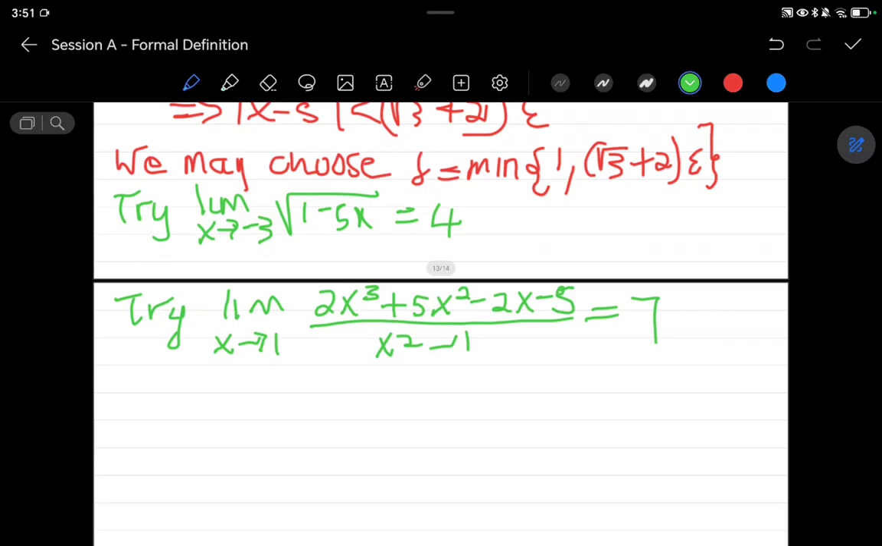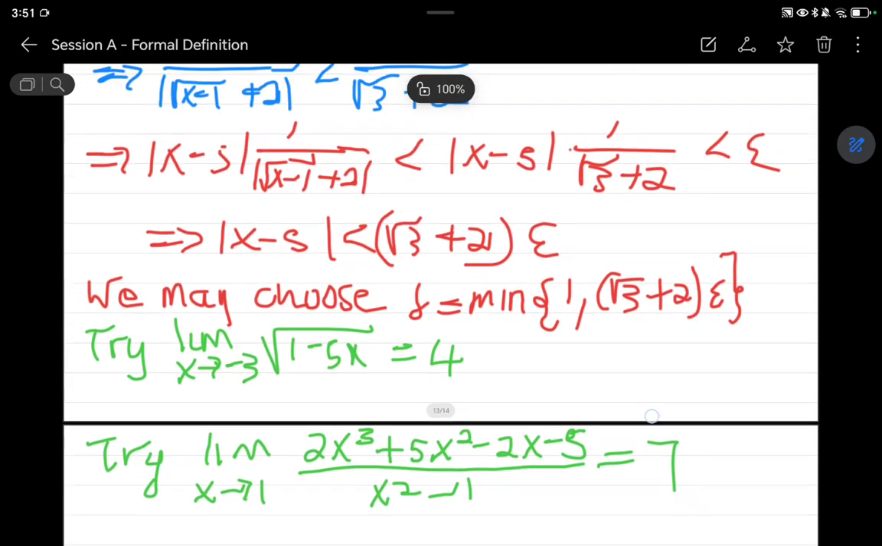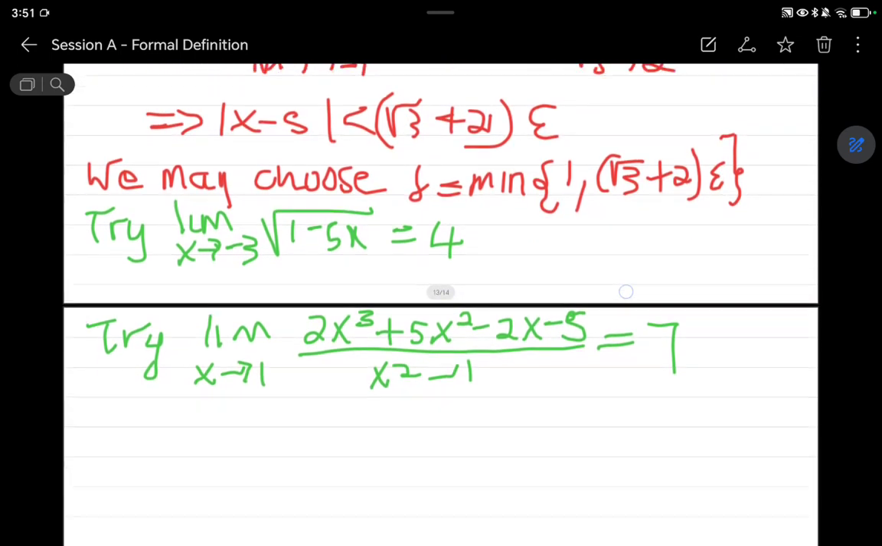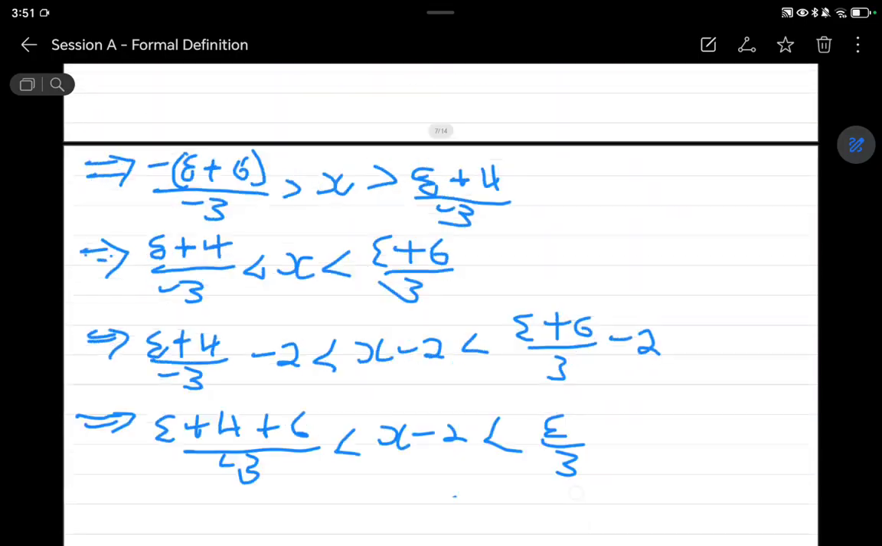Yeah, so guys, I think we can stop here on the formal definition. We can stop here. Any questions?